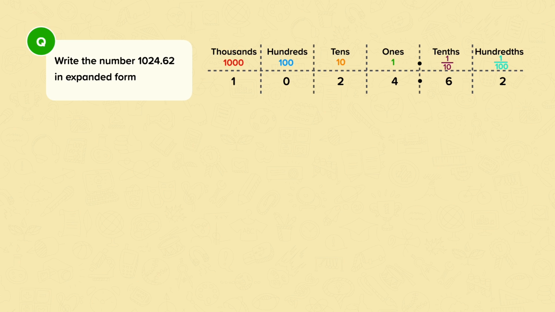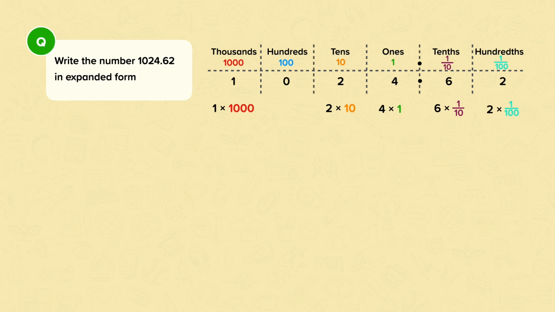So for the first one, we would have 1 times 1,000. And in the second column, there's a 0. If there's a 0 there, we don't need to make a calculation. So let's just move on to the tens. Here we will get 2 times 10. In the ones column, we will get 4 times 1. Moving on to the decimal part of the number, we will get 6 times 1/10. And for the hundredths, we have 2 times 1/100th.